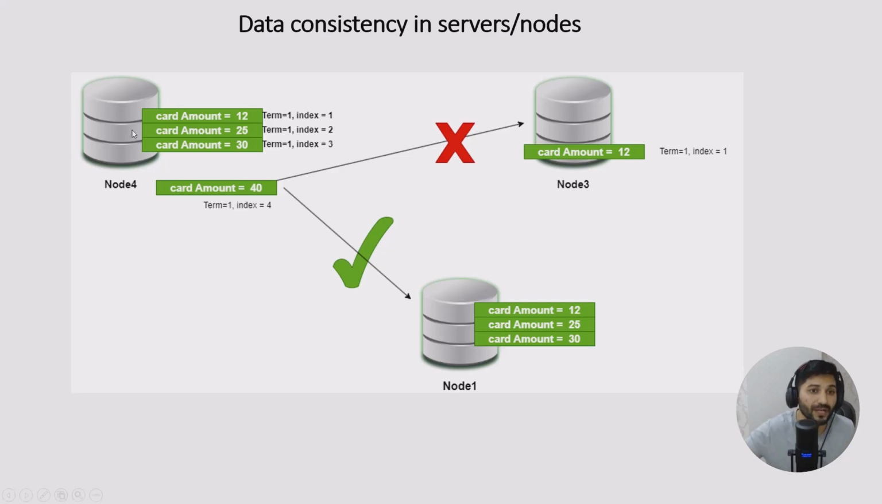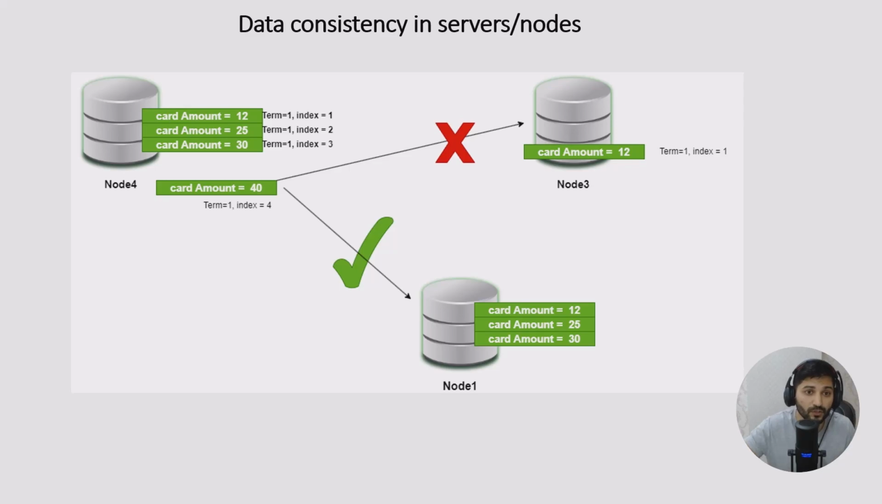We have node 4 as a leader, and it has the fourth item, the fourth insert operation, okay? It is going to be term 1 index 4. So in our system, we have entries, and the identification for entries is going to be term plus index. So we have the term 1 election, and we have indexes. It means some type of ID in our database, an incremental ID, okay? For cart amount 12, we have index 1. For 25, we have 2. For 30, we have 3. And for 40, we are going to have 4, okay?